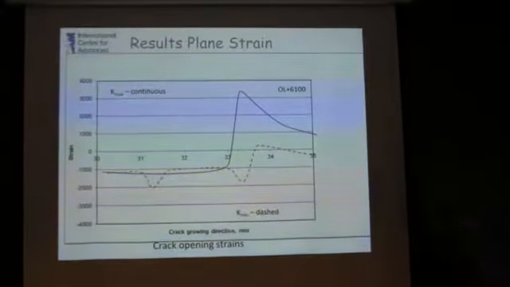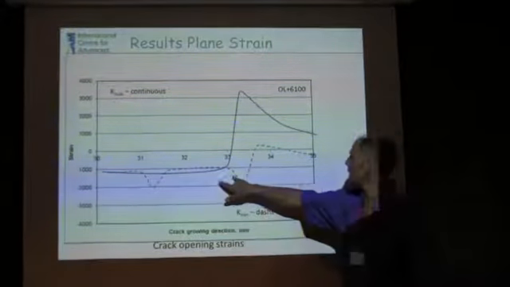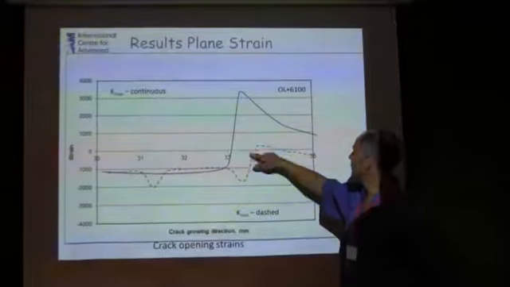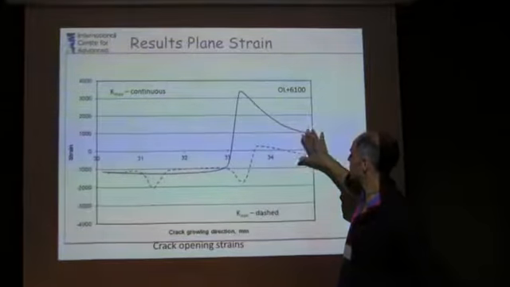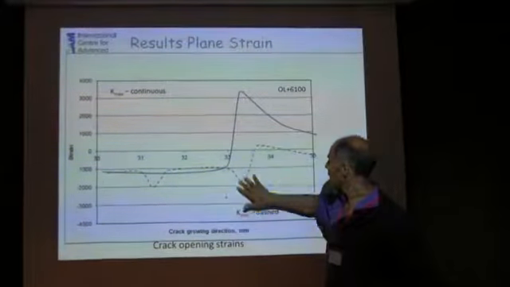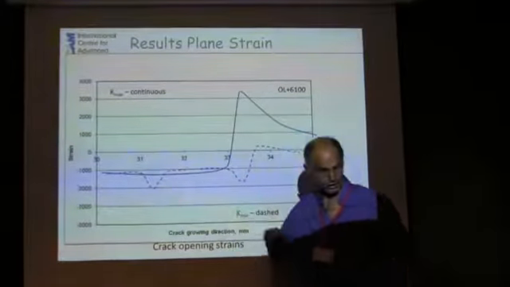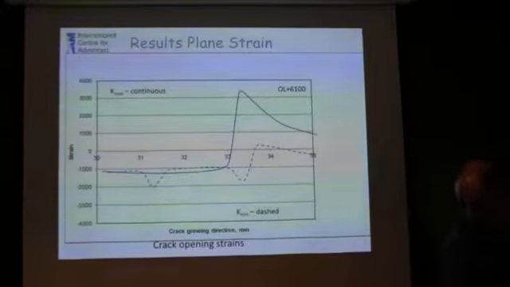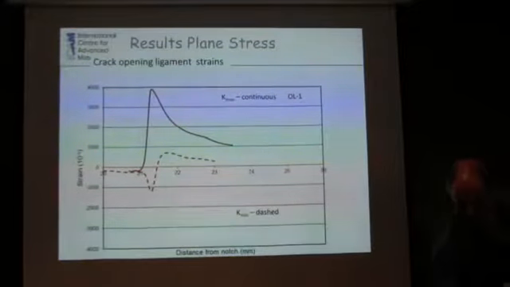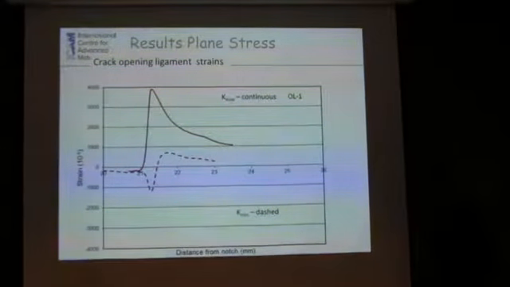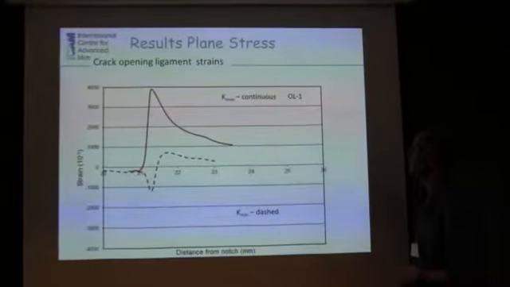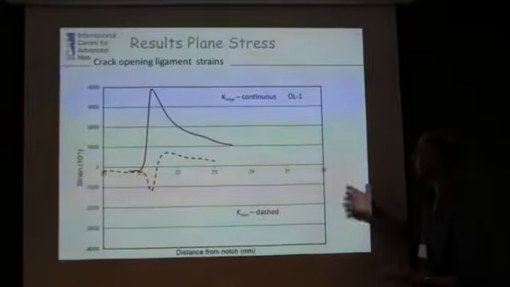And there, that is after you've grown 2 millimeters beyond overload, and you can see we get the traditional stress intensity at Kmax, and the Kmin has an obvious compressive stress at the point of the overload location. If we do the same in the thin sample, we can do the same thing.